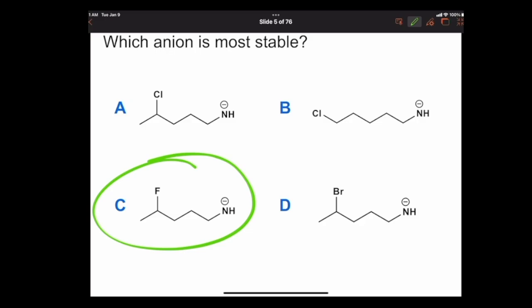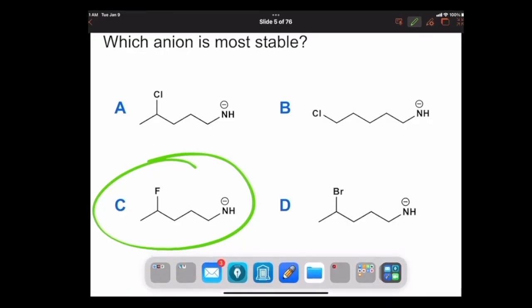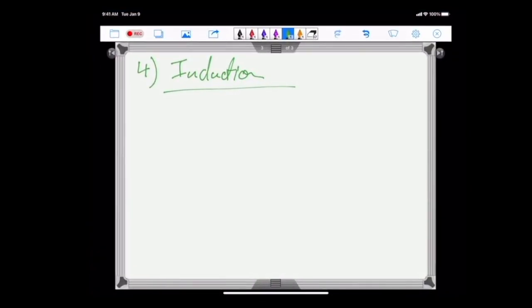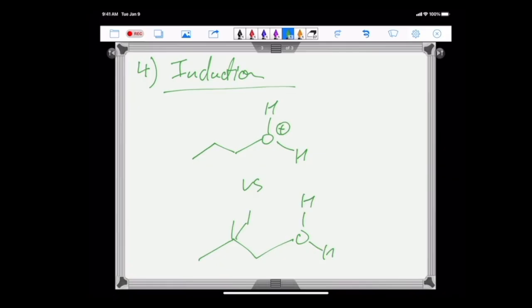So, good question. What do you think would happen here? What do you think would happen? Let's say we have oxygen plus versus oxygen plus, but I'm going to put a bunch of fluorines right here. Top or bottom? Who is more stable? What would your expectation be? Use your logic. What do you think?